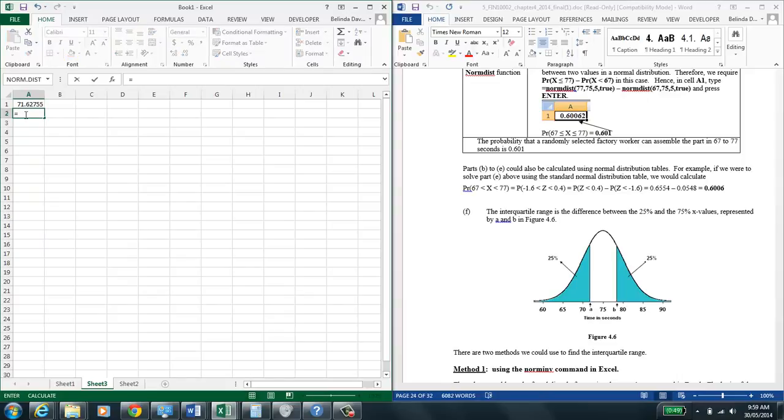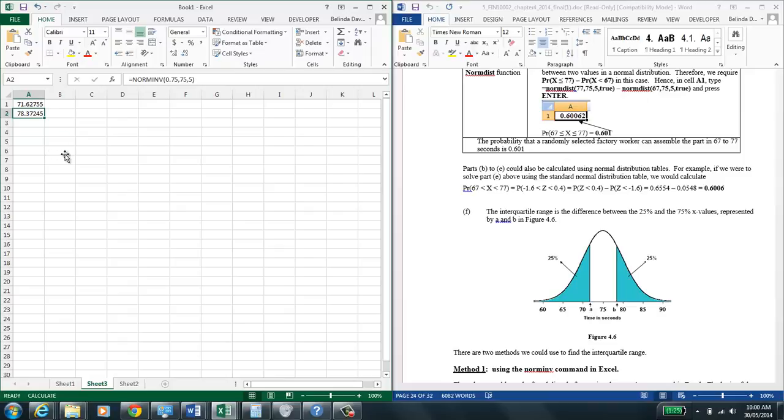Now, let's determine the same thing for the top quartile. Excel always gives us the value to the left of the curve, so if we want to know the top 25% of values, we first determine the lowest 75%. So 0.75, comma, the mean of the distribution and the standard deviation. And this tells us that 75% of values fall below 78.38 in this distribution.